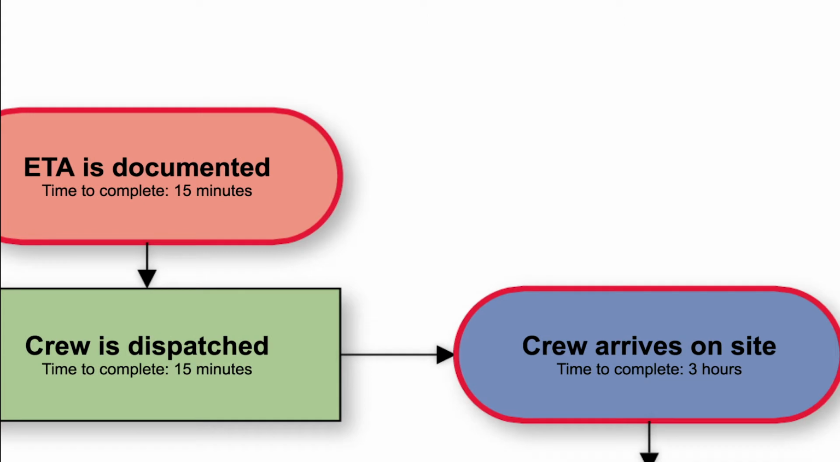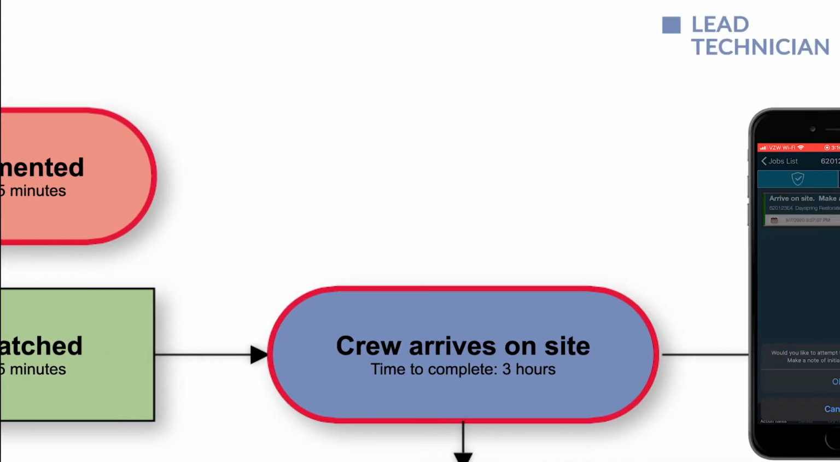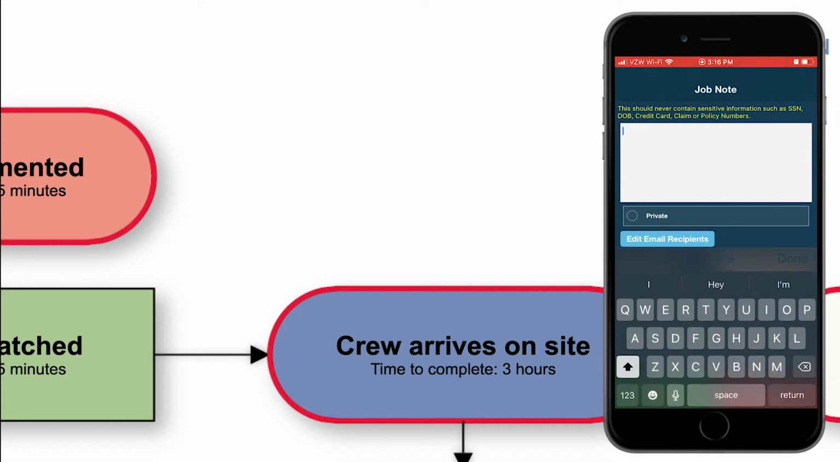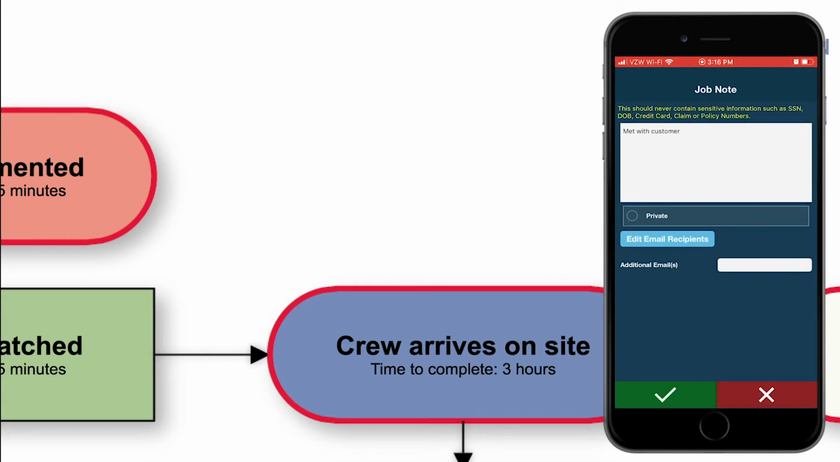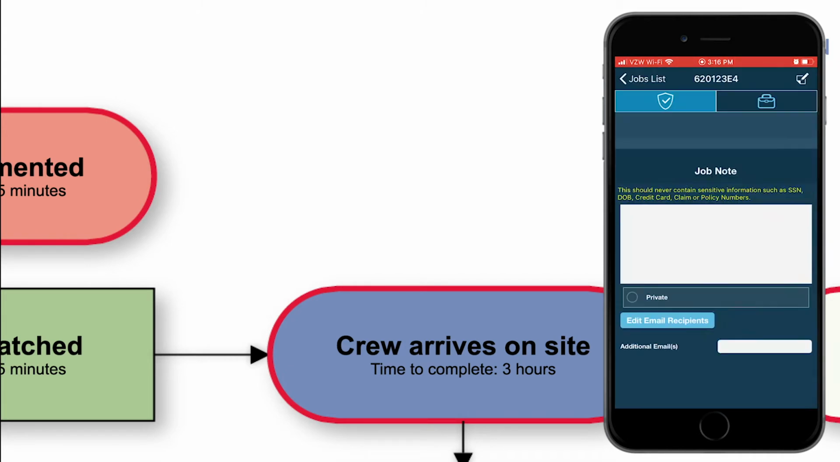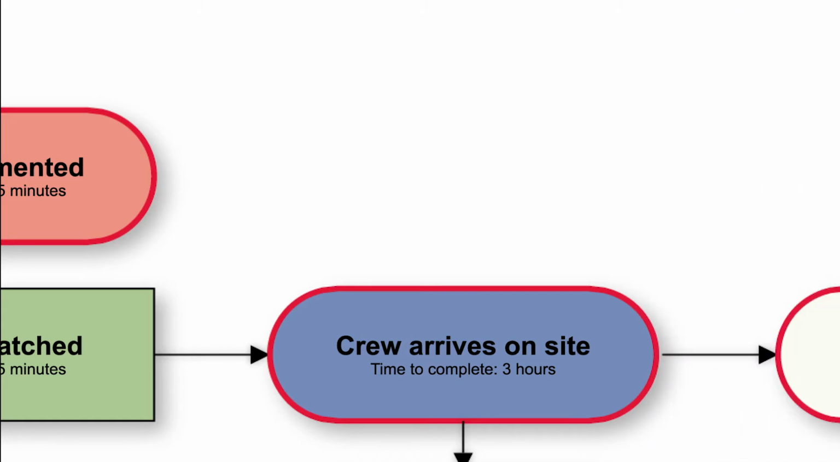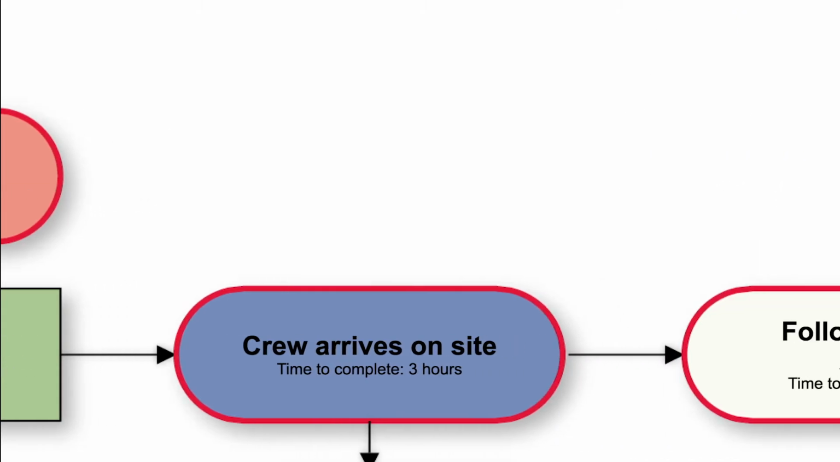Now that the crew has arrived on site, the lead technician, who is listed as foreman in Solitaire, will need to complete the Solitaire compliance task of arriving on site and making a note of the initial loss description. This task must be completed even if it is determined that there is no work to be done. This will need to be completed within 3 hours of being dispatched to the job site.